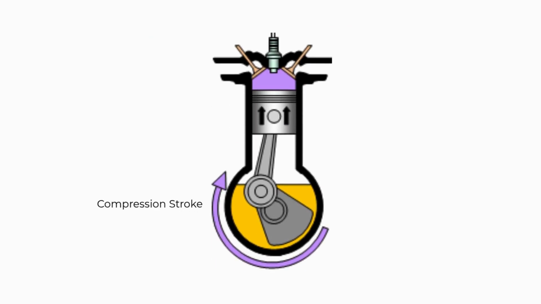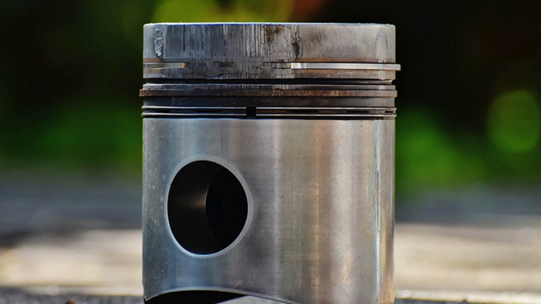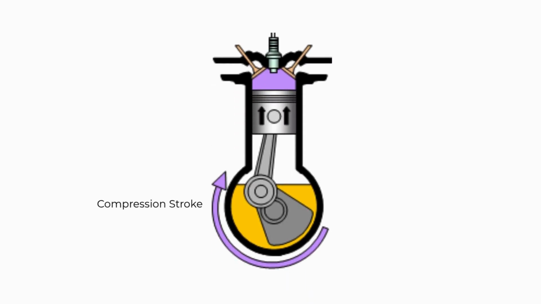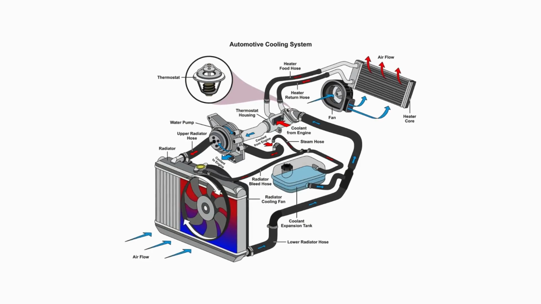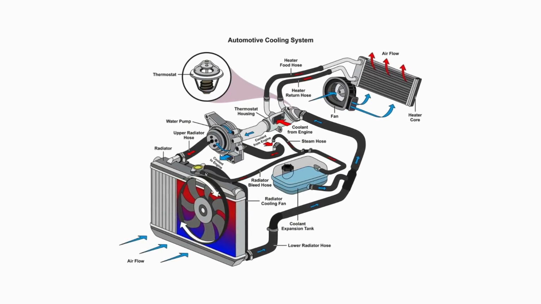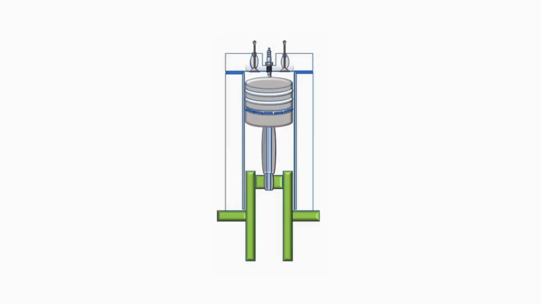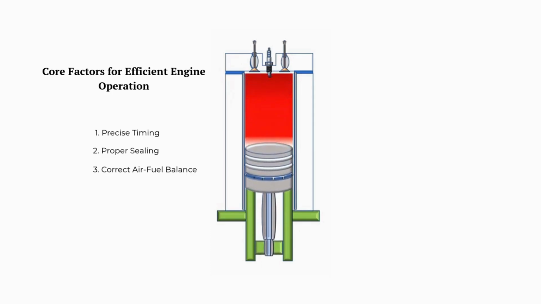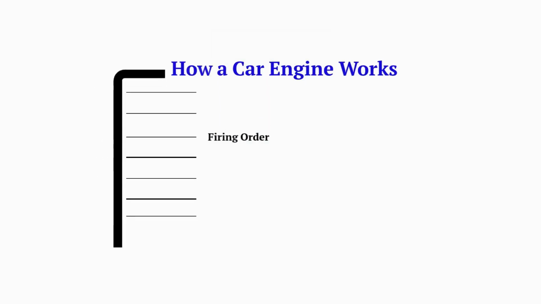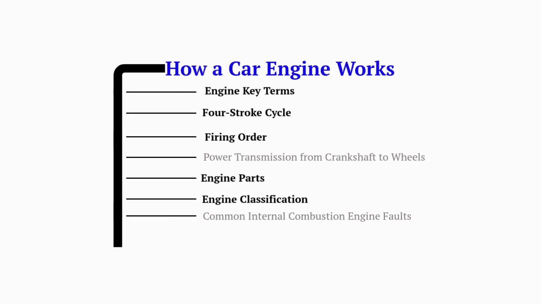Poor compression is also a critical problem. If the piston rings are worn or the valves do not seal properly, the engine cannot build enough pressure during the compression stroke. This results in reduced power output and increased fuel consumption. Overheating is another major concern. If the cooling system fails, excessive heat can cause engine parts to expand beyond their limits, leading to serious damage. These examples show that the engine relies on precise timing, proper sealing, and correct air-fuel balance to operate efficiently and reliably. By understanding the key terms, the 4-stroke cycle, the main components, and the different classifications, we can better understand how engines operate in modern vehicles.